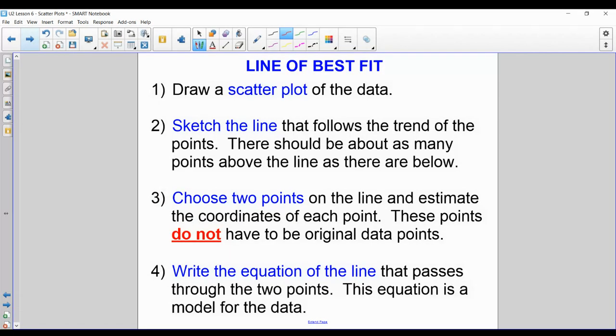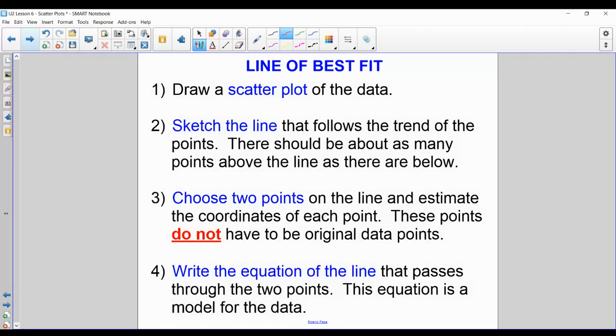So you may want to pause and write some of this down, because when I'm doing a line of best fit from the data, first I draw that scatter plot. Second, I'm going to sketch the line that follows the trend of the points. I'm going to show you how to do that today, because there should be about as many above as there are below. And then once you get that line, you're going to choose 2 points so that you can determine the slope. You're also going to determine the y-intercept, because I know that to write the equation of a line, I need the slope and the y-intercept.